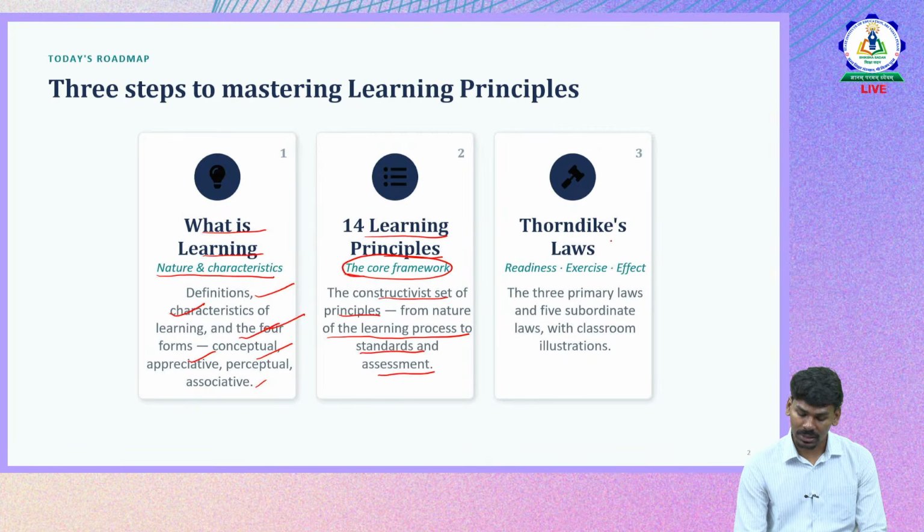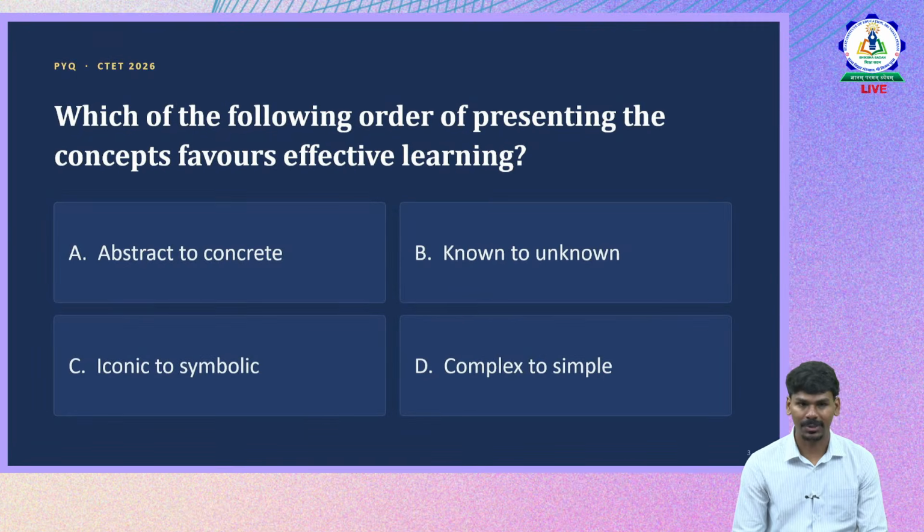We are also going to discuss the Thorndike's law. Thorndike's law talks about readiness, exercise, and effect. We're going to look into detail about it, and also the 5 subordinate laws and with classroom illustrations. So these are the major areas in which questions are asked with respect to the topic learning principles in CTET examination. So let us go ahead and start with a question.